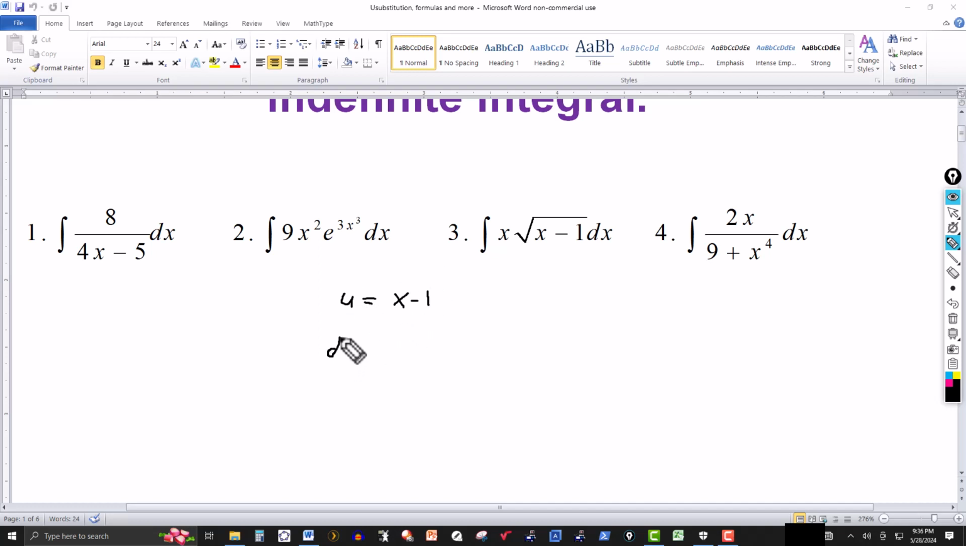And then this would be du, taking the derivative of both sides. Derivative of x minus 1 is 1, but that's multiplied by the dx. So this is dx now. So now what do we need?